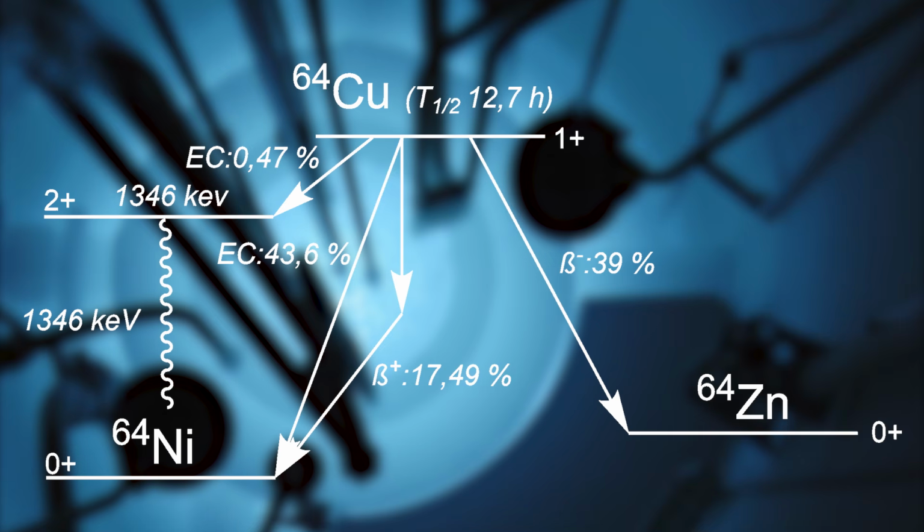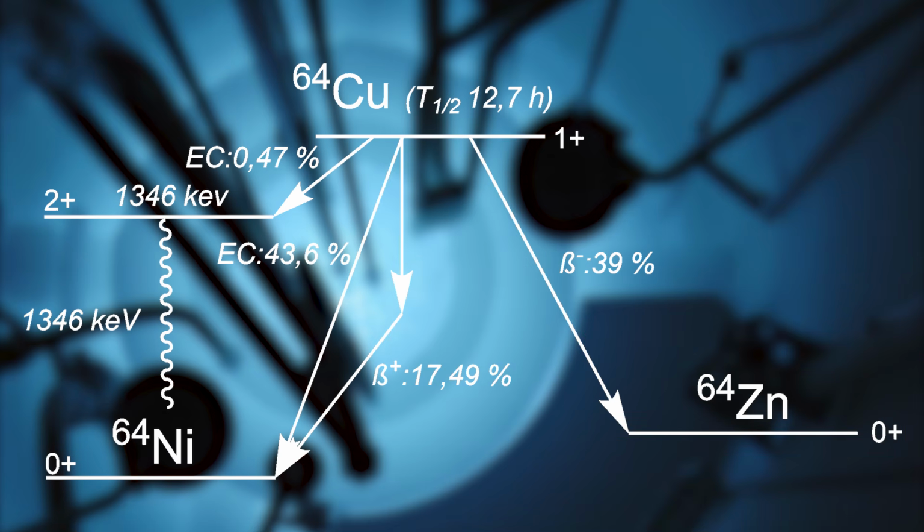What is relevant for the analysis are the 511 lines resulting from the annihilation of positrons, which are ultimately emitted in the only 17.49% of all copper-64 decays. Approximately 39% of all decays are beta-minus decays, which end in zinc-64 without any gamma emission.